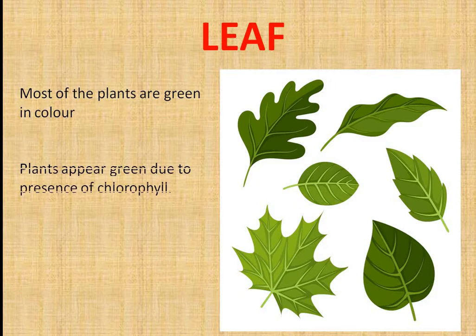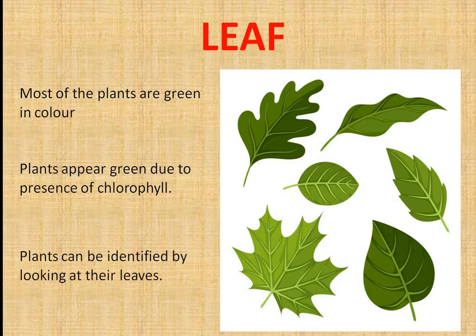First point. Second point, plants appear green due to the presence of a substance called chlorophyll. And the third point is, plants can be identified by looking at their leaves. You can find out the name of the plant by just looking at the leaf it has, right? So this is all about your leaf.